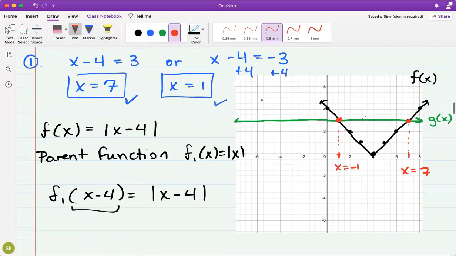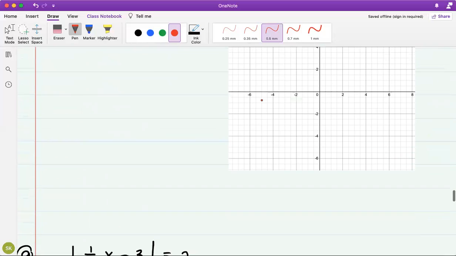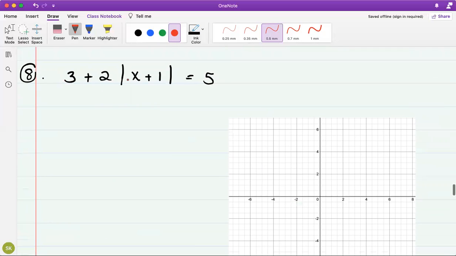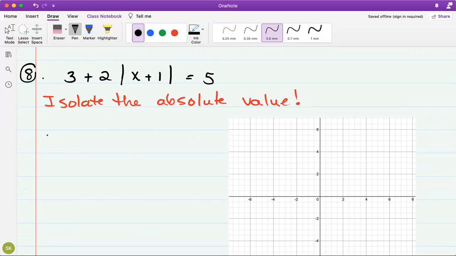Oops, let me scroll back down. Okay, here we're on problem 8. We have 3 plus 2, absolute value of x plus 1 is 5. Again, the first step you want to do is isolate the absolute value. So that means let's move this 3 to the other side. If we move the 3, we get 2 absolute value of x plus 1 is equal to 2, subtracting 3.